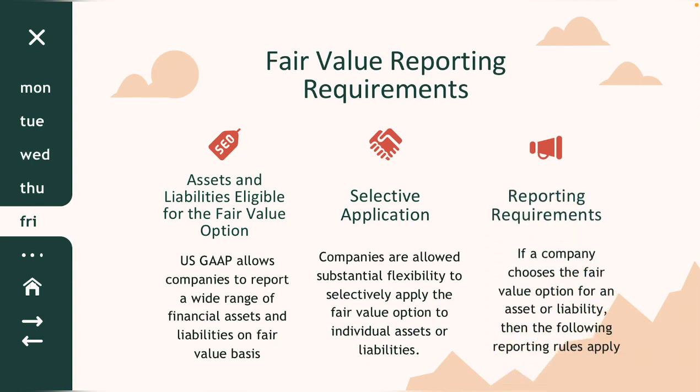Third is reporting requirements. If a company chooses the fair value option for an asset or liability, then the following reporting rules apply: the carrying amount of the asset on the balance sheet will always be at its fair value on the measurement date. Also, all changes in the fair value of the asset, including unrealized gains and losses, will be included in net income. And the manner in which the unrealized gain or loss will be included is not specified.